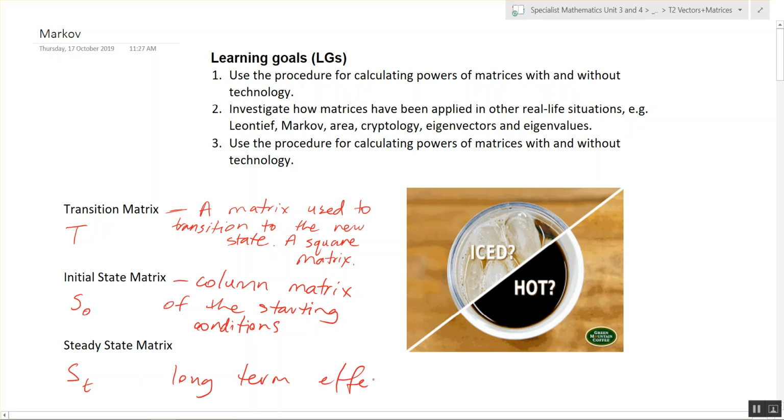So you'll hear this a lot: long-term effect. If you're in the external exam or even the internal, and it says long-term effect, you want to keep multiplying by the transition matrix. So you could do the transition matrix to the power of 10, and that'll hopefully give you the long-term effect.